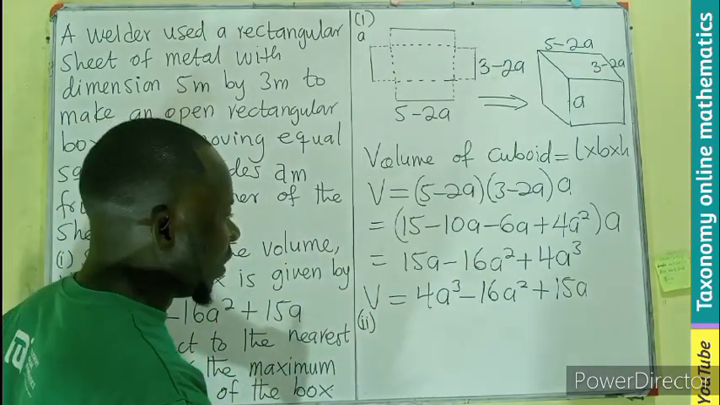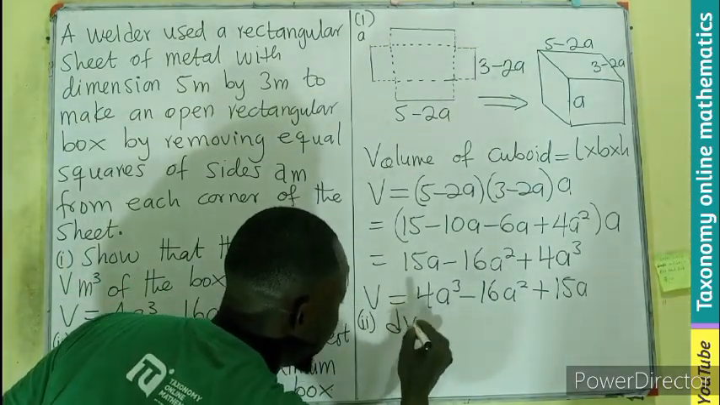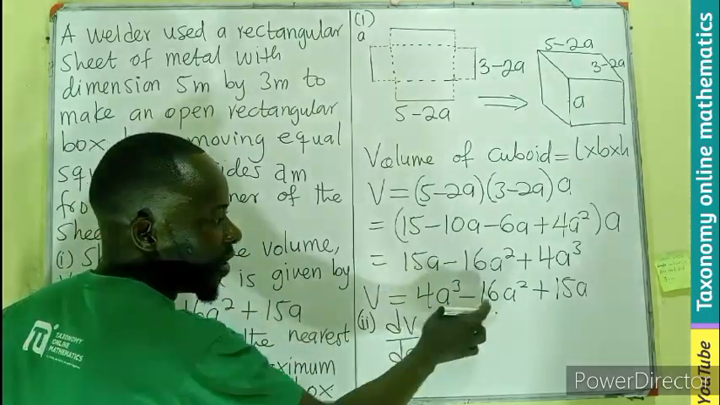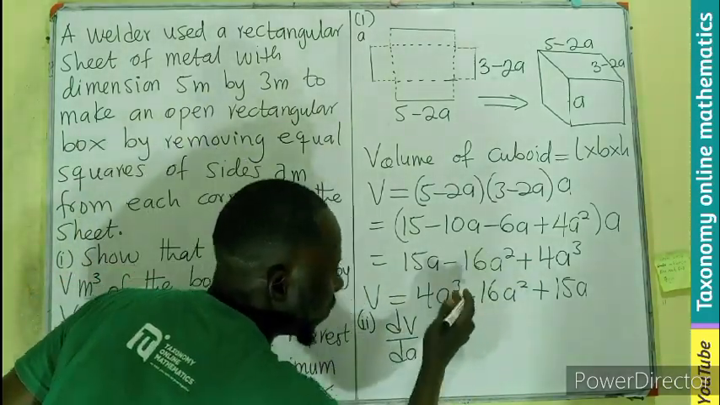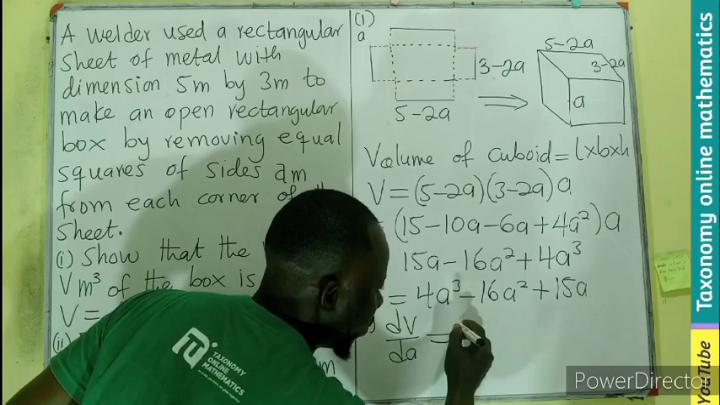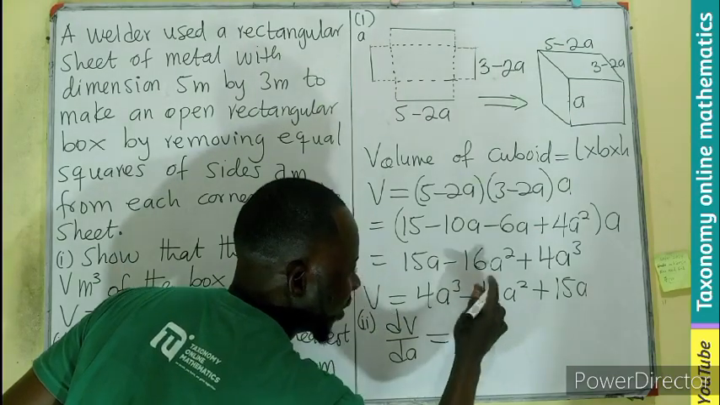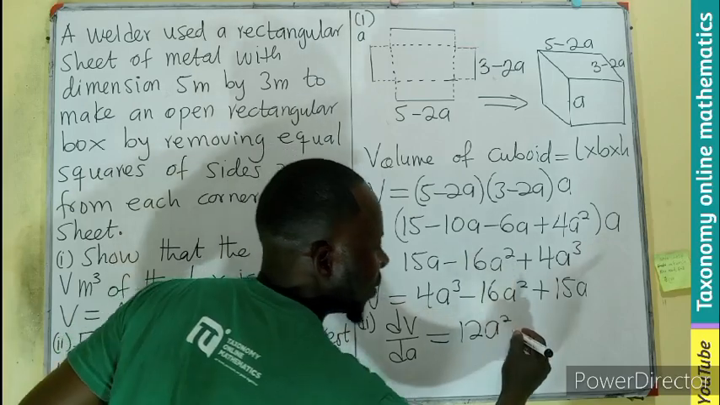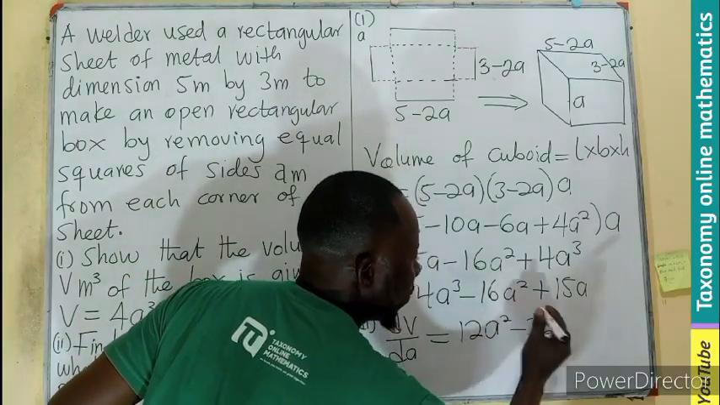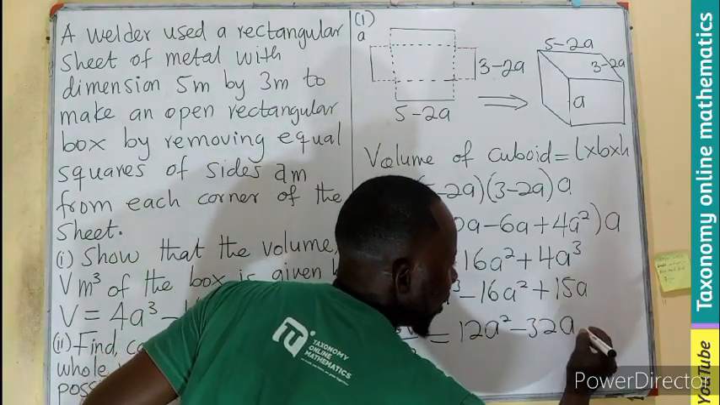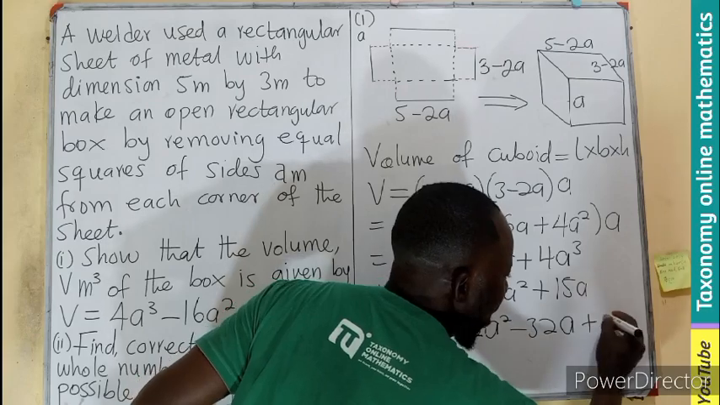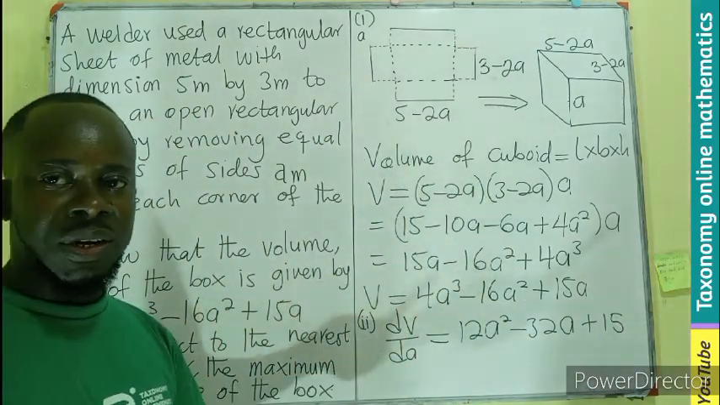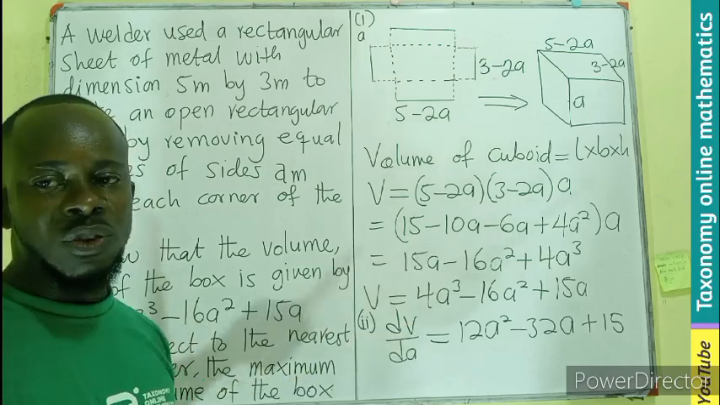So we are going to differentiate, meaning dV/dA, differentiation of V with respect to A. Don't forget the 3 comes forward to give you 3 times 4, which is 12, a squared. Subtract 1 from the power of a, so the 2 comes forward to give 32, a. Then plus 15. So this is the differentiation of V with respect to A.